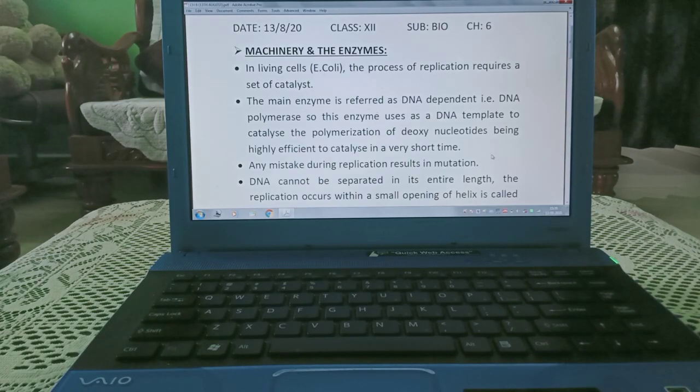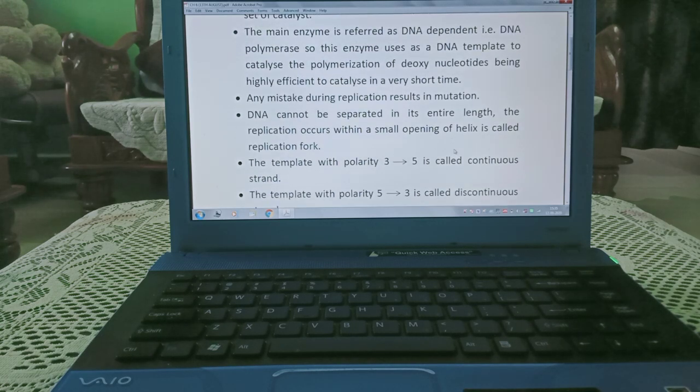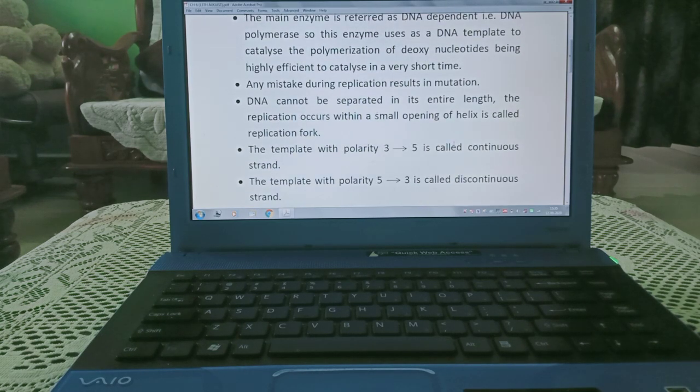Hi students, we are starting our next topic of the chapter, that is machinery and the enzyme. In living cells, for example Escherichia coli, the process of replication requires a set of catalysts. The main enzyme is referred to as DNA-dependent DNA polymerase. This enzyme uses DNA as a template to catalyze the polymerization of deoxynucleotides, being highly efficient and catalyzing in a very short time. Any mistake during replication results in mutation.